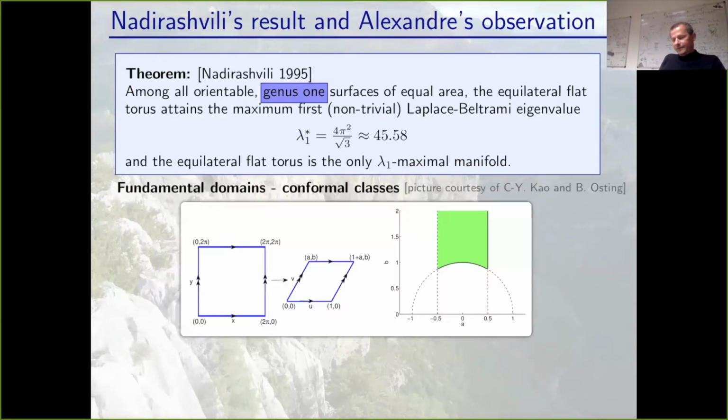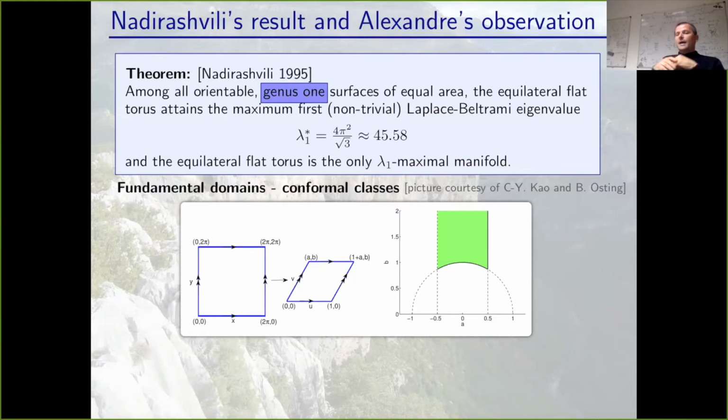I'm sure you all have in mind this kind of picture. In the previous slides, I talked about the flat torus. Here we have something very similar, which is not a square with periodicity, but you can play the same game with parallelograms. And in that way, you obtain different manifolds. The one which is optimal for the maximization of the first non-trivial Laplace-Beltrami eigenvalue is the equilateral parallelogram, which means that it's the union of two equilateral triangles.